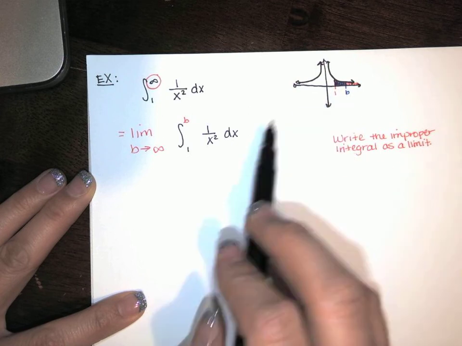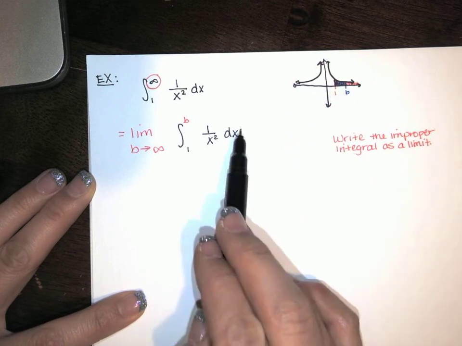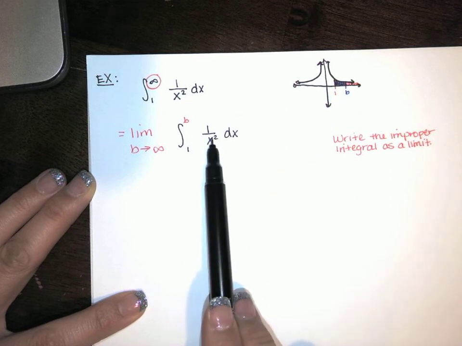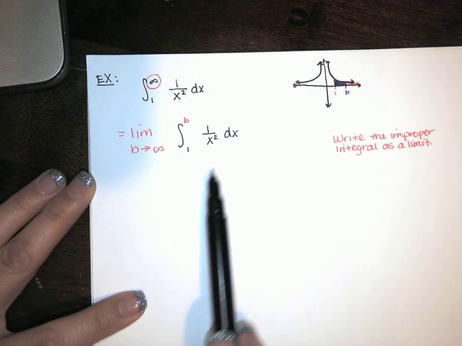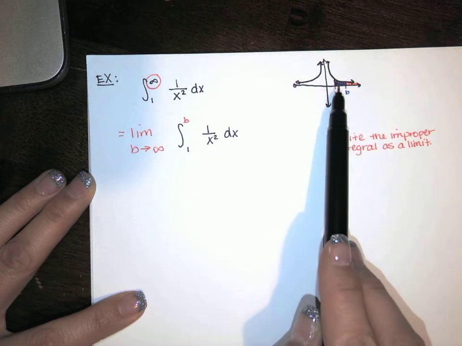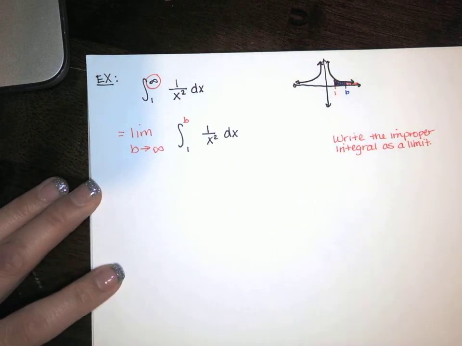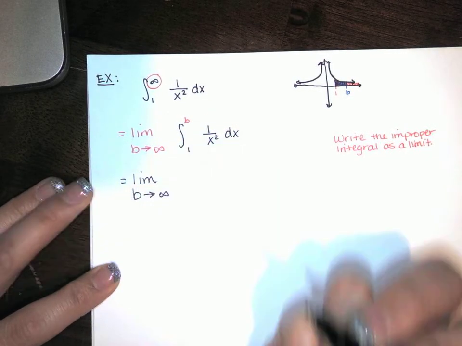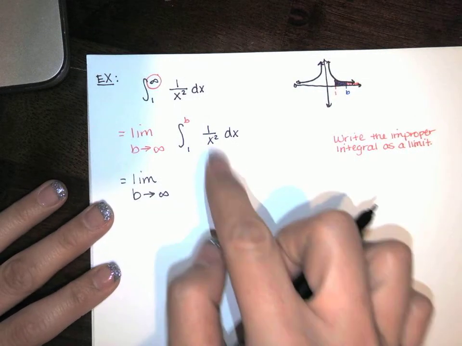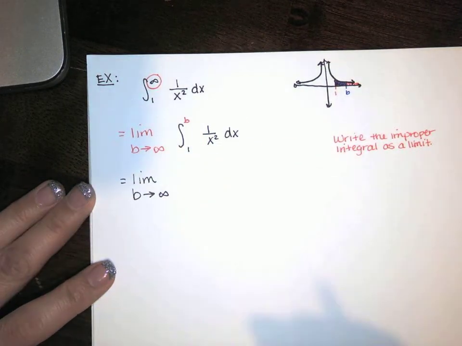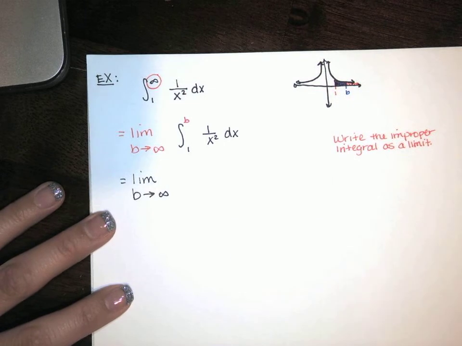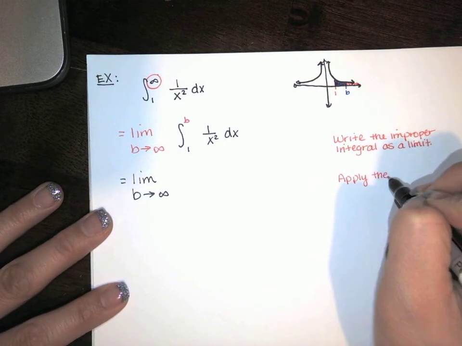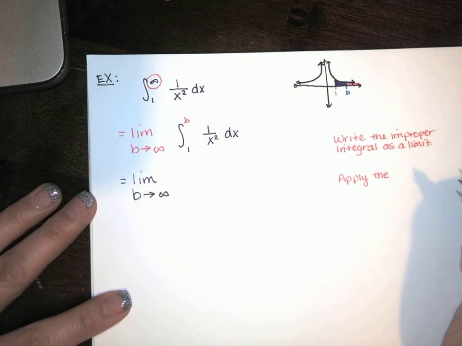But this is a region where the fundamental theorem of calculus does apply. Not just a region, but a function where the fundamental theorem of calculus applies on this interval. 1 over x squared is continuous on the interval from 1 to b for any b. So I can just use the fundamental theorem of calculus to evaluate this now as a function of b. So we're going to apply the fundamental theorem. It's one of the fundamental theorems, I know. Part 2, part 1, depending on the book.